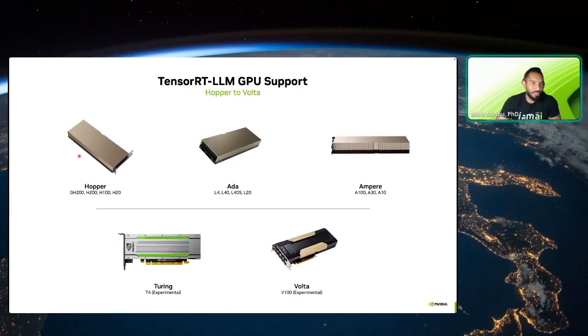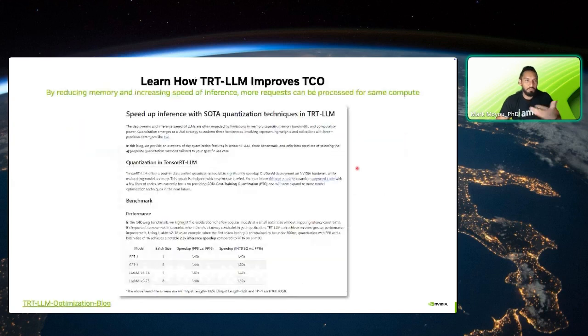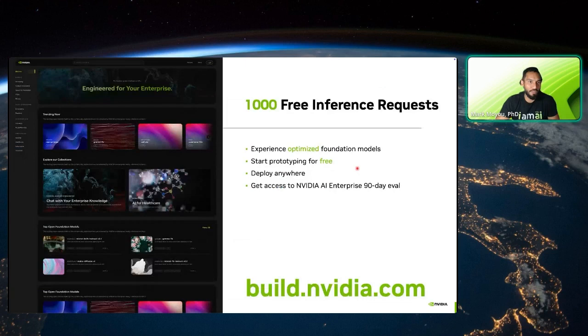If you're looking at GPUs where this works, I encourage you to use any of these GPUs up here. They sometimes give you access to FP8. These two do as well. Ampere does not give you access to FP8. Check out this particular blog if you want to learn more about speeding up inference.